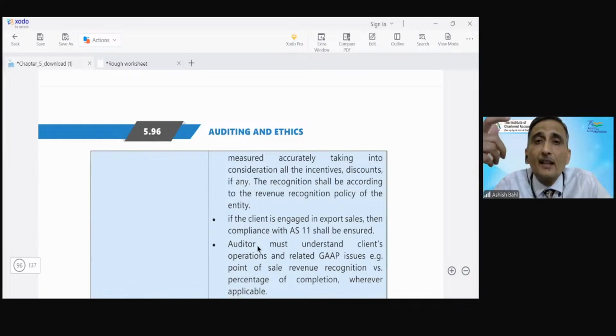So it depends upon the nature of the business of the client, and it also depends upon the accounting policy followed by the client. How does it recognize revenues? Okay. So that becomes very important for you to see what is the accounting policy followed by the company or the entity to recognize the revenue.